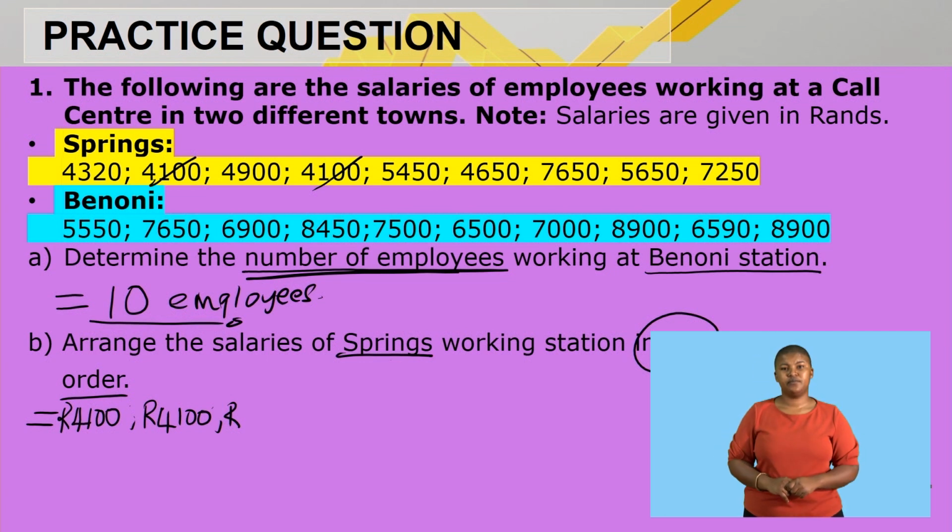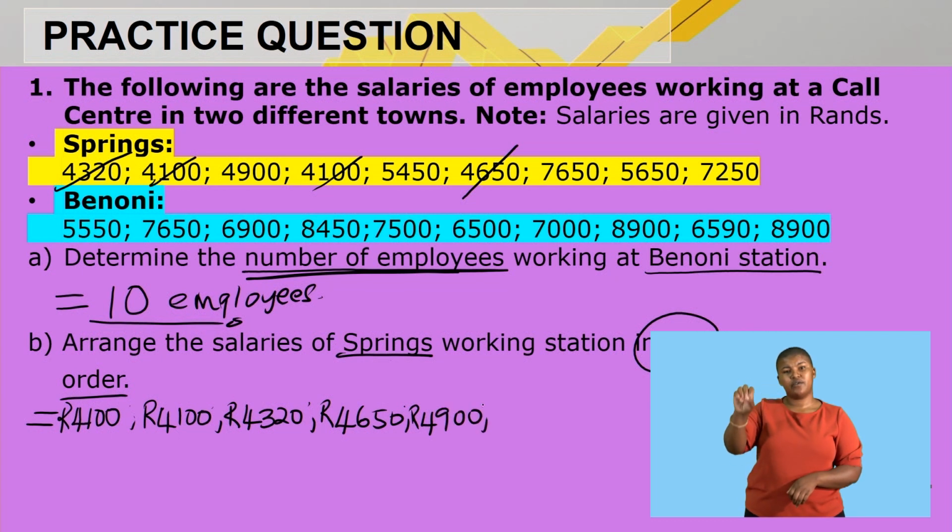Now, after that we look at the third value. So from 4,100 we can have 4,320 and then 4,650, 4,900, and then we are left with 4 salaries. So let us arrange them accordingly.